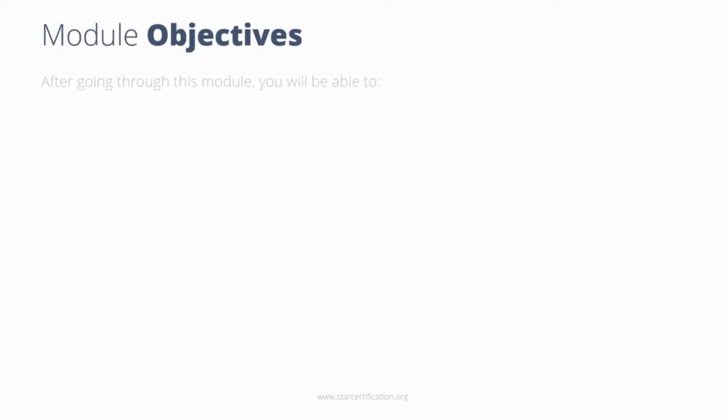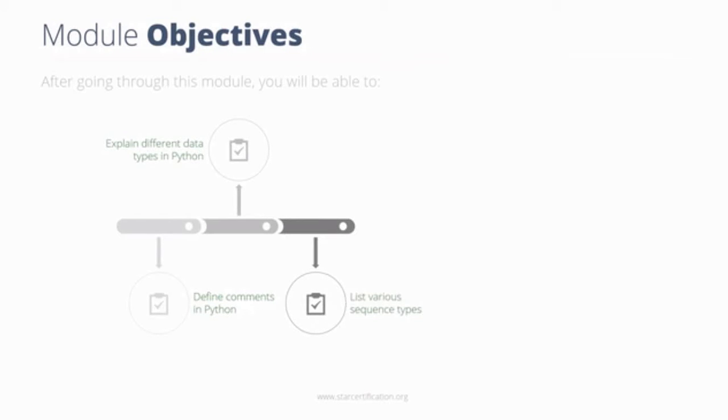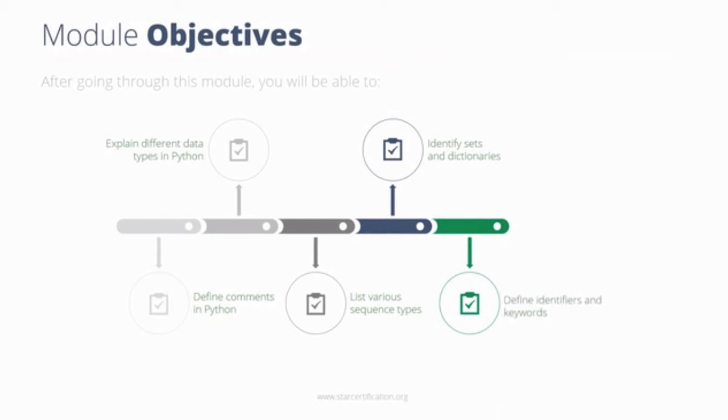After going through this module, you will be able to define comments in Python, explain different data types in Python, list various sequence types in Python, identify Python sets and dictionaries, define identifiers and keywords, and explore variables in Python.